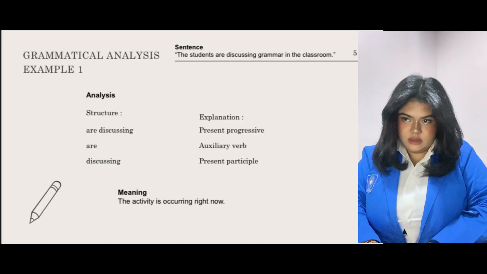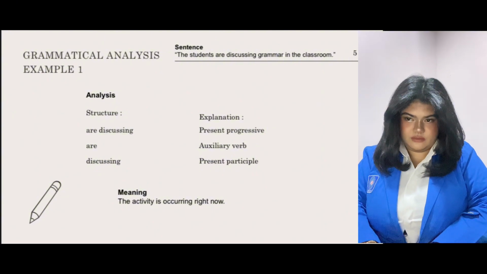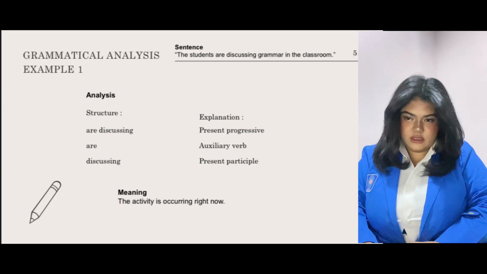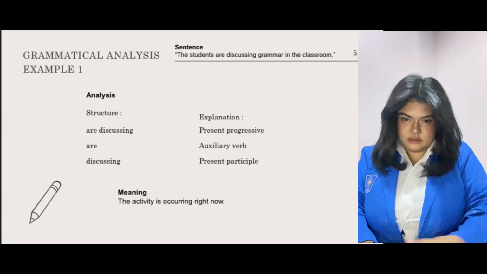And for the grammatical analysis, example 1 is the sentence: the students are discussing grammar in the classroom. For the analysis, the structure is first, are discussing; the explanation is present progressive. Second, are; the explanation is auxiliary verb. Third, discussing, present participle. The meaning is the activity is occurring right now.